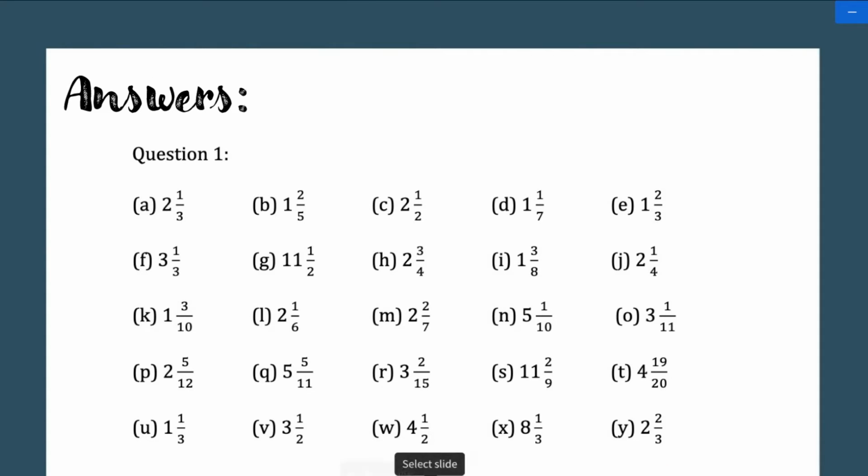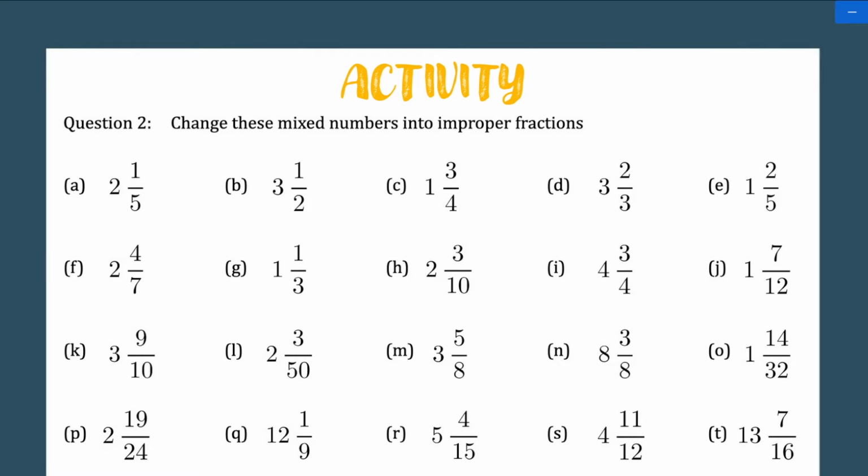Okay, next activity. For this activity you need to do the other way around. You are given the mixed number and you have to convert it into an improper fraction. The way you do that is by multiplying the 2 with the 5 and then adding the 1. Since the denominator doesn't change in the previous activity, it's not going to change in this one either, okay?